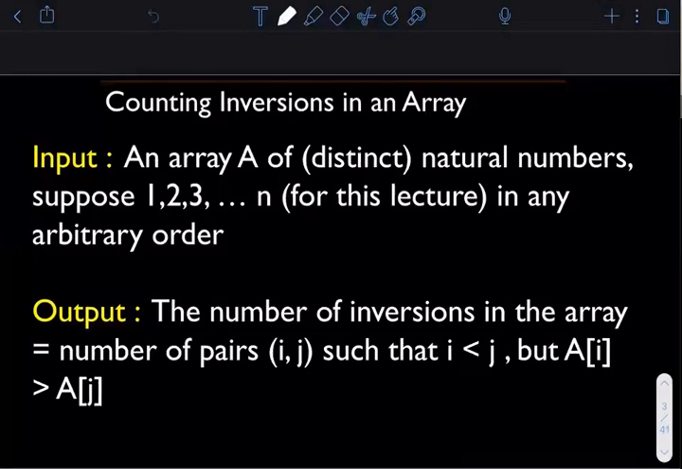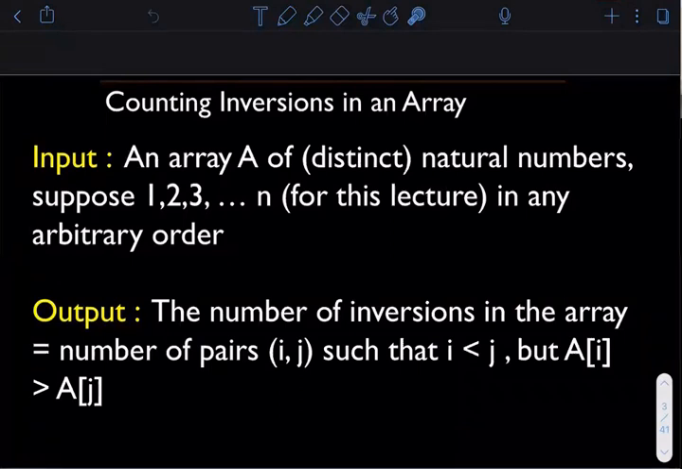Okay. Now, what is an inversion? Well, this is the formal definition. So I'm looking at the array and I'm trying to identify a pair of indices i and j such that i comes before j, but the number stored at location i is actually bigger than the number stored in location j. As simple as that. So any such pair I call an inversion in my array.